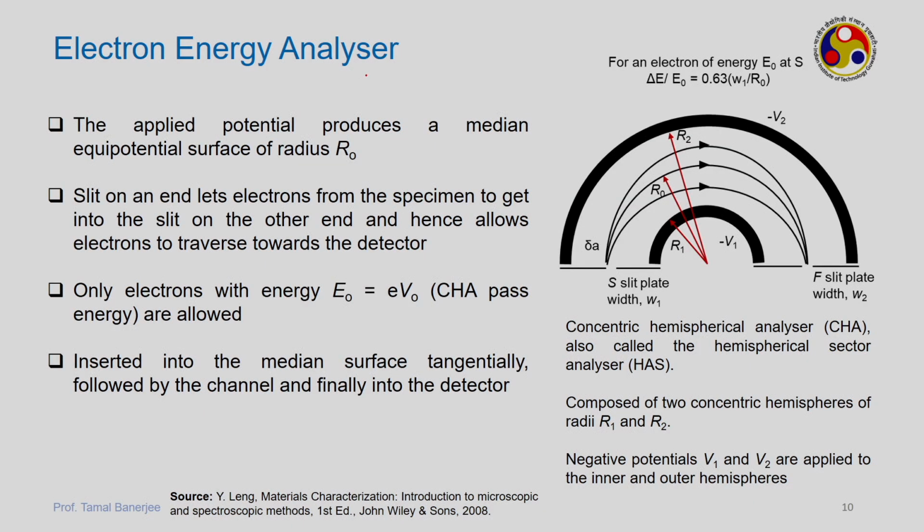Now, this is the heart of the process, the electron energy analyzer. If you recollect our earlier discussion, the electrons are ripped off from the surface and enter a slit plate with a width W2 and exit from a slit plate with width W1. Now an electron voltage is applied. So, these regions are R1, R0, R2. The electron will enter here and exit here.